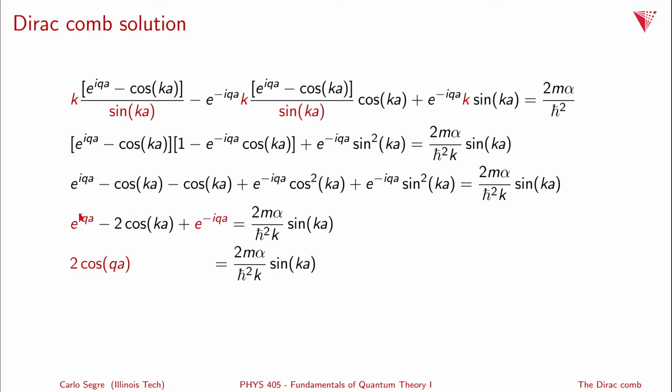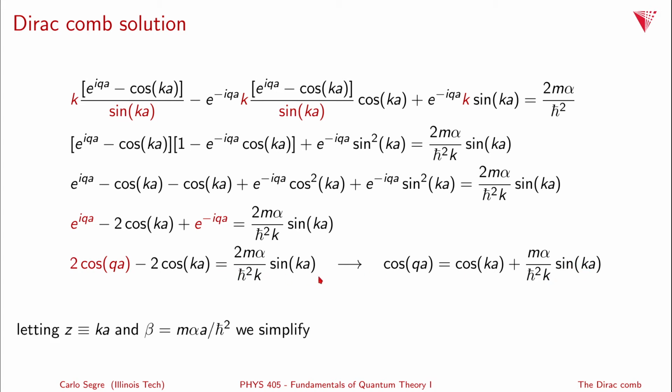We can now combine these two terms to get 2 cosine of Qa minus 2 cosine of Ka is equal to 2m alpha over h bar squared k sine of Ka. So this is a transcendental equation that we need to solve. We can now make the usual substitution. Z is equal to Ka. And we're going to replace this with beta. So we have cosine of Qa equals cosine of Ka minus m alpha over h bar squared k sine of Ka. I've canceled the 2's.